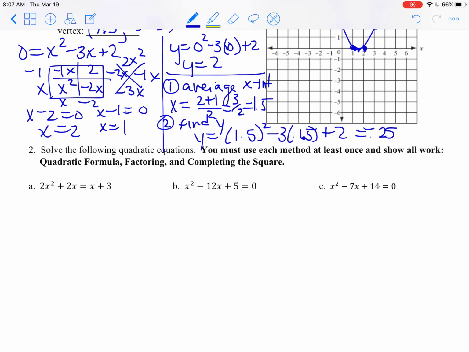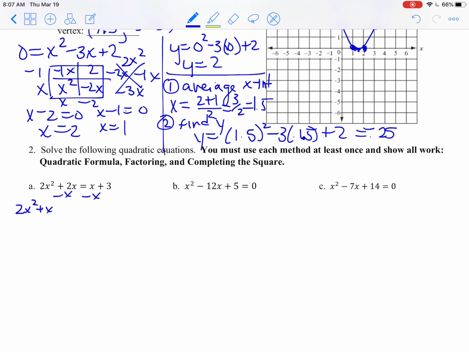Now, solve the following quadratic equations. You must use each method at least once and show all your work. So there's our 3 methods. There's quadratic formula, factoring, and completing the square. So we start always looking to see if we can factor something. But to factor, it's got to equal 0. So I'm going to minus the x.